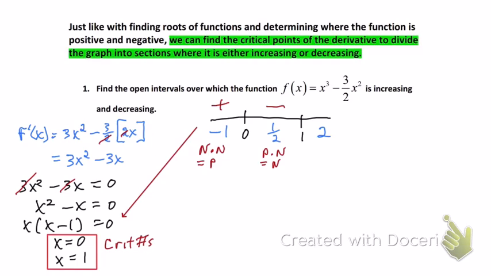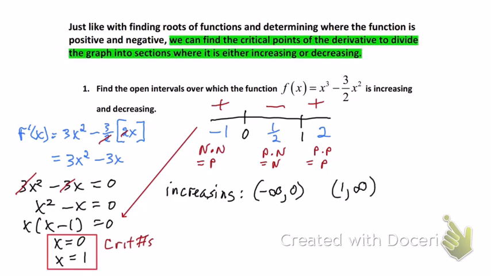I'm going to do the same thing with the 2 out here. If 2's on the outside and then on the inside I've got 2 minus 1, positive. So here's where my function's increasing. On these 2 pieces, right? The left-hand side, the right-hand side. Those are not connected. So how do I say I want to tie those together? I'm going to do it with this union symbol. Remember, it says this piece or this piece. That U means or. And it's decreasing in the middle there.